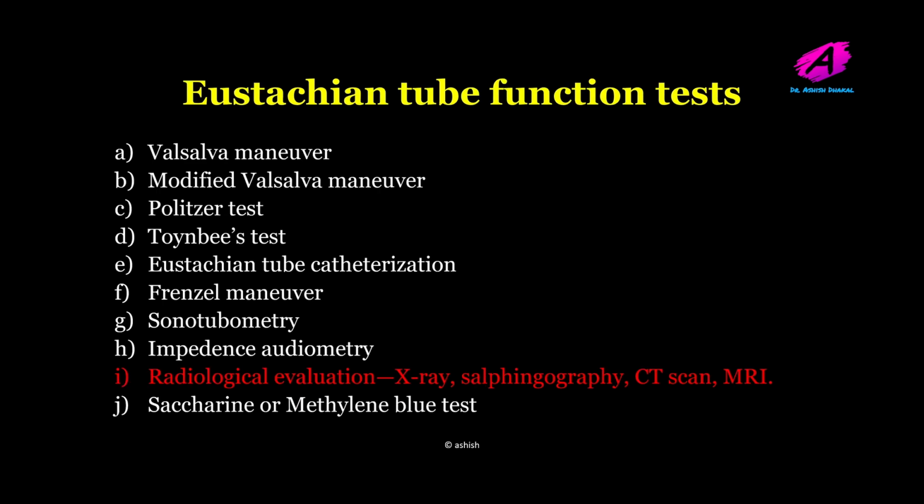So the other investigations are radiological evaluations. Radiological evaluation, so X-ray salpingography gives a single shot status of the Eustachian tube, but not of the normal physiological function of the tube. CT scan and MRI, if they are dynamic CT or MRI, then they can give Eustachian tube function test. Otherwise, they also give the dimensions of the tube and functions around it.